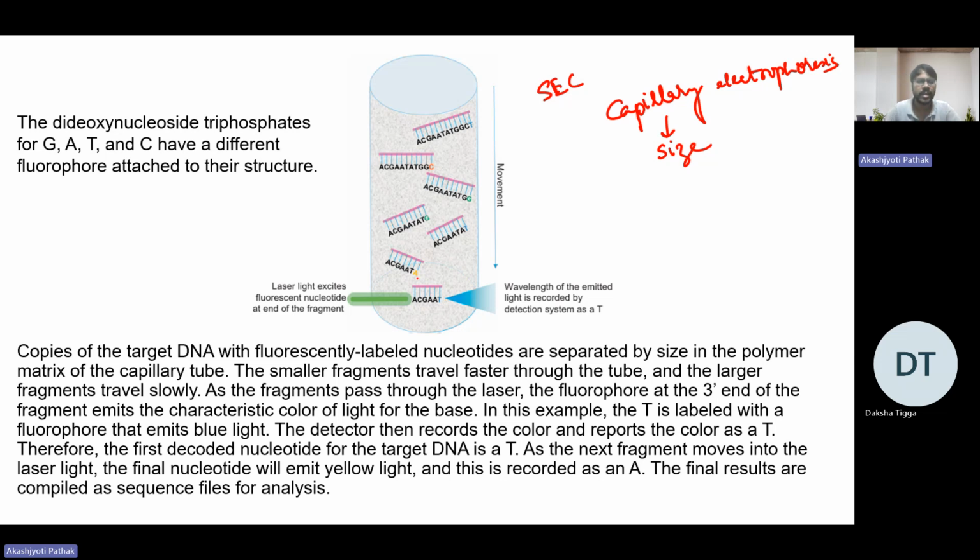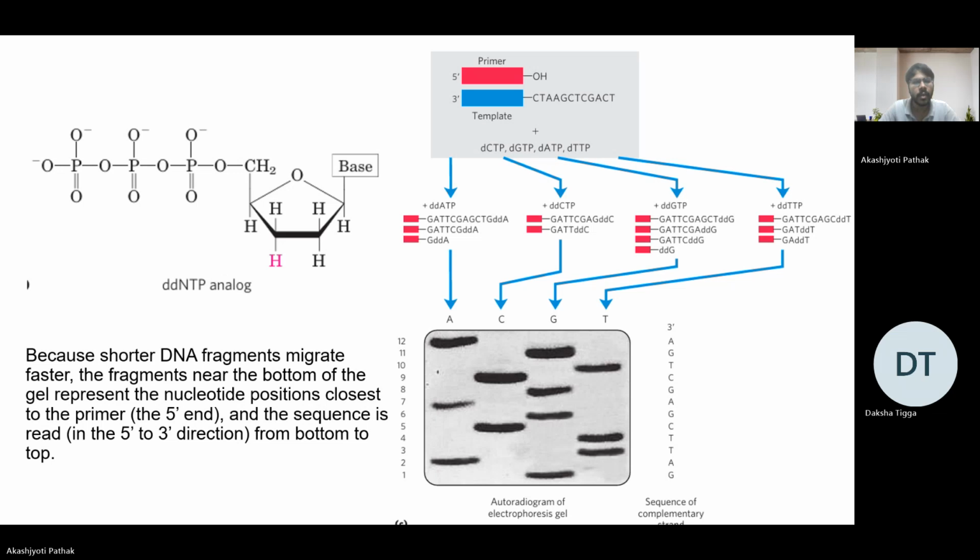A laser light excites the fluorescent molecules at the end of the fragment, and depending on the wavelength emitted, you can understand what that molecule is, whether it is T or A or G or C. All these different ddATP, ddGTP, ddCTP have been tagged with different fluorophores. You can read the text.